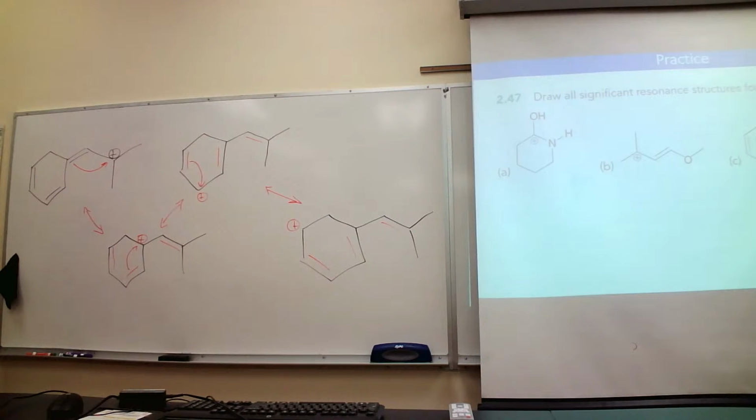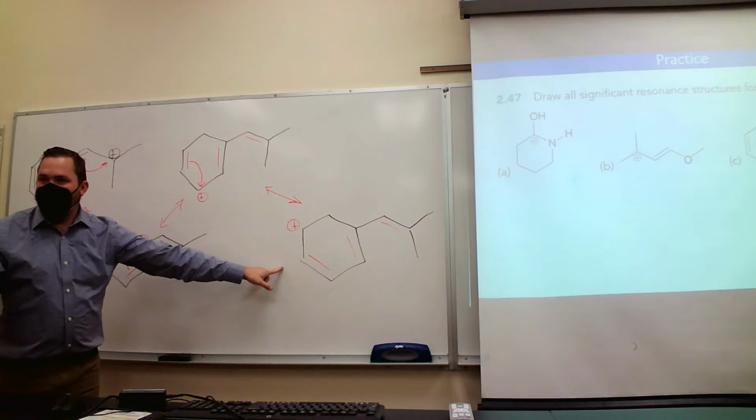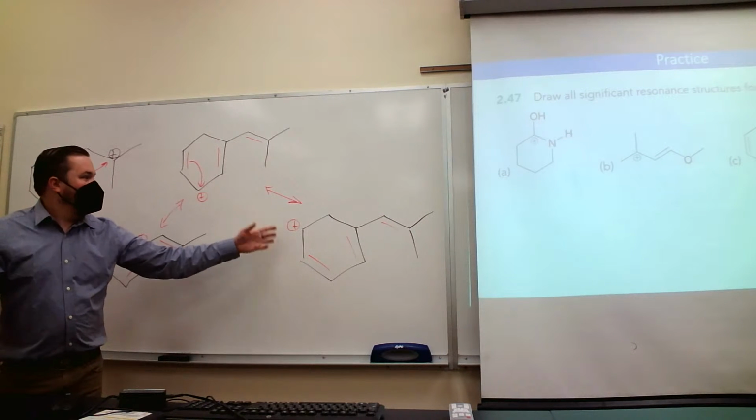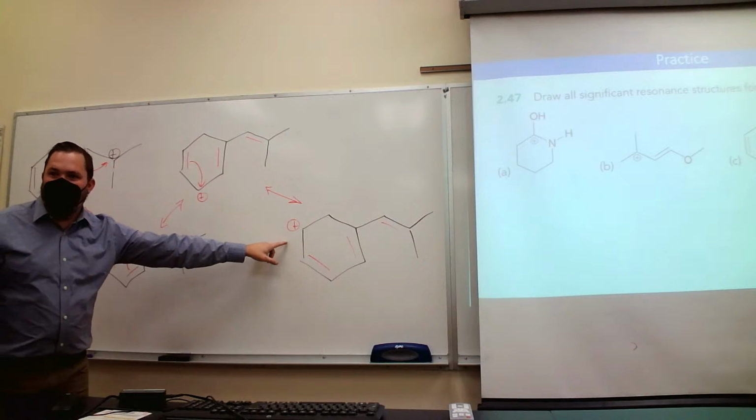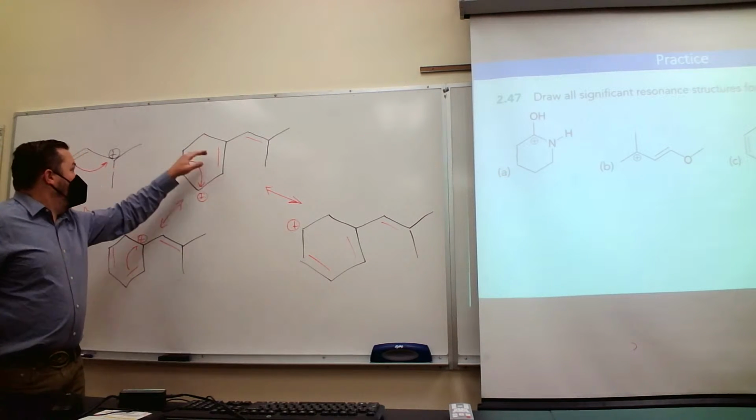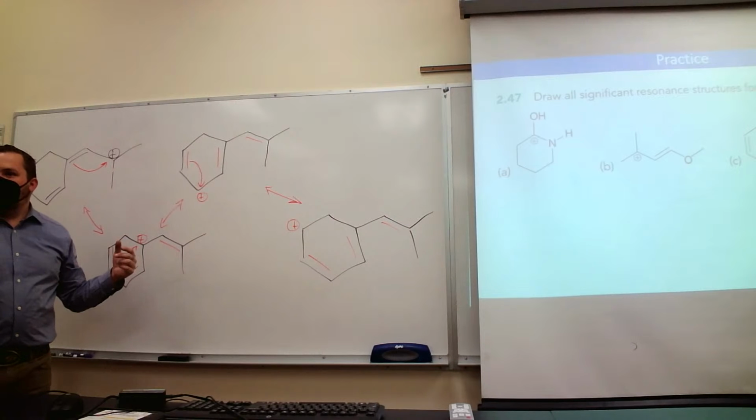If we were ever drawing a mechanism where we only specifically cared about maybe this one and this resonance structure, because maybe this first resonance structure is where we had a leaving group leave and take its electrons with it. So maybe we started here and we're specifically talking about a product that we get that comes from this resonance structure. We might not care about drawing these other ones.